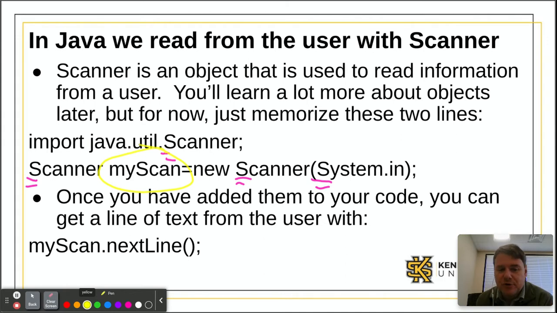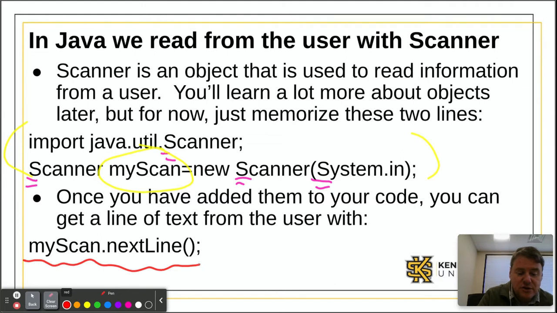All right, so once you've memorized the 2 lines that I have up there in parentheses, then you're able to, as often as you want, read in 1 line from the user. And that's done with the line that I just underlined, myscan.nextLine. So what that does is it's going to pull 1 line of text from your user. All right, so let's take a look at how all of this fits together.